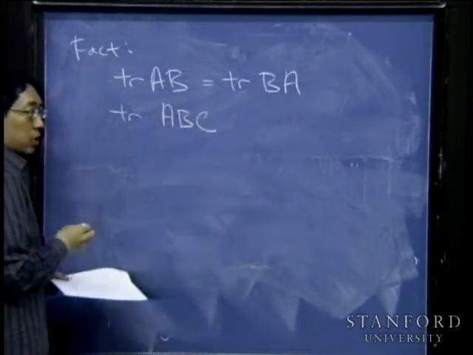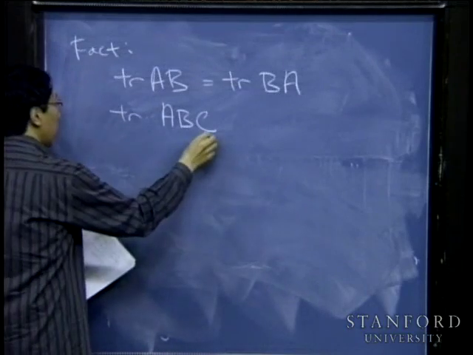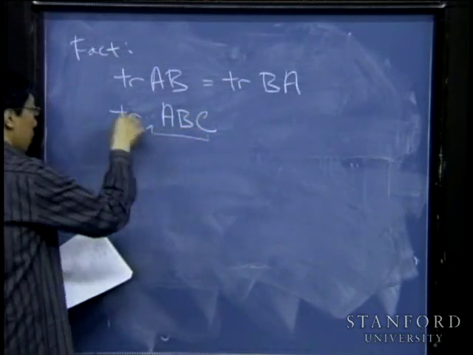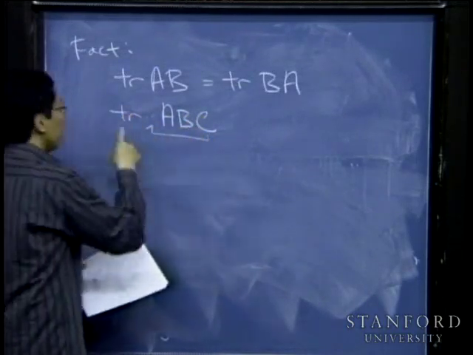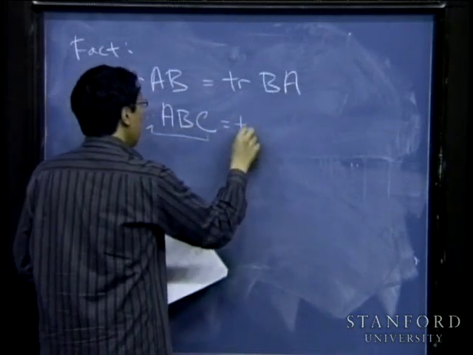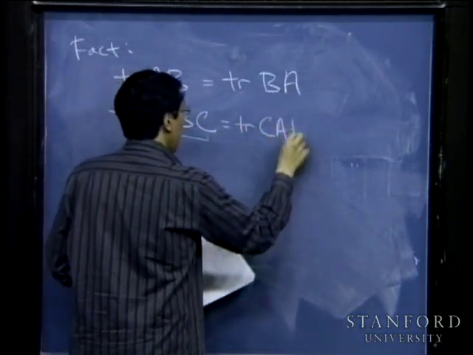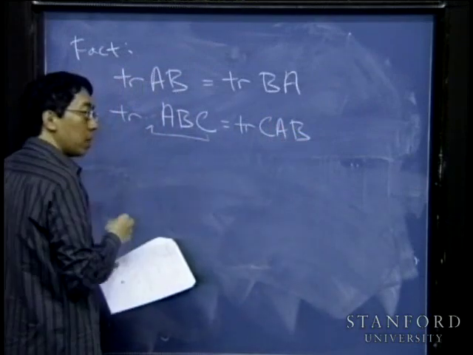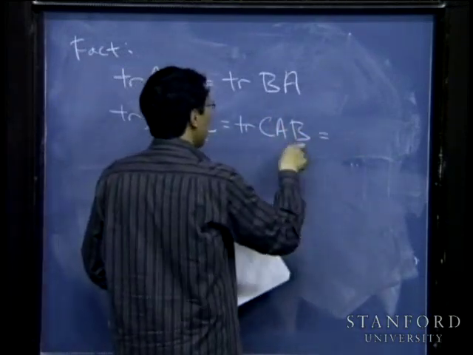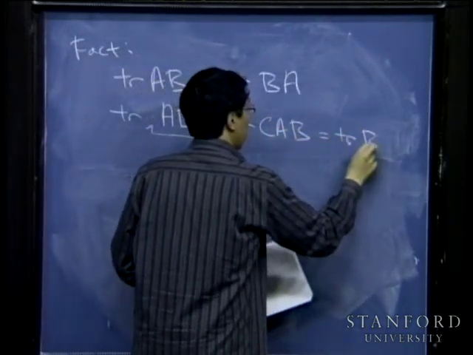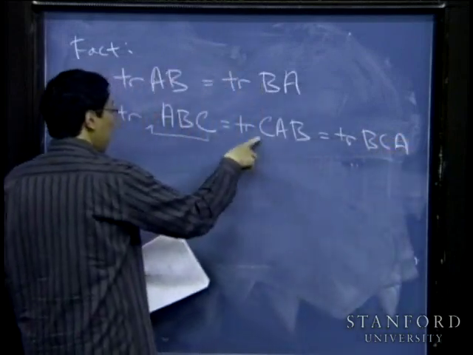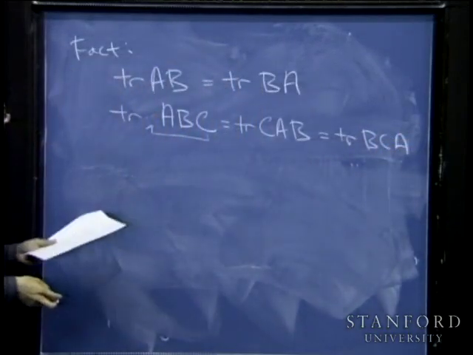And similarly, for the trace of a product of three matrices, you can take the matrix at the end and cyclically permute it to the front. The trace of A times B times C is equal to the trace of CAB. So take the matrix C at the back and move it to the front. And this is also equal to the trace of BCA. We take the matrix B and move it to the front.